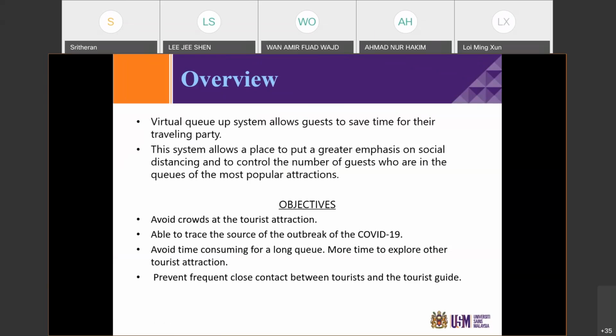The main objectives that we wish to achieve in this project are to avoid crowds at tourist attraction spots, to be able to trace the source of COVID-19, to avoid time wasted in long queues, which will give them more time to explore other tourist places, and also to prevent frequent close contact between tourists and tourist guides.